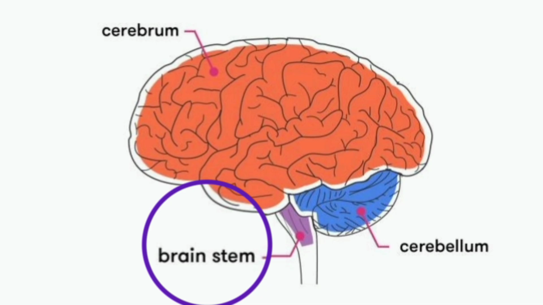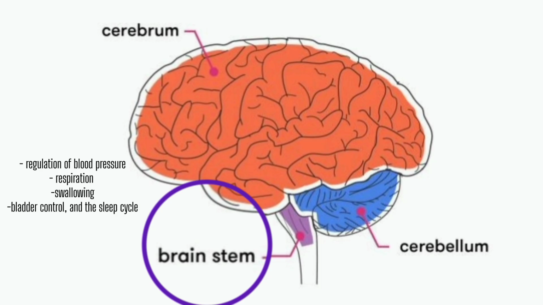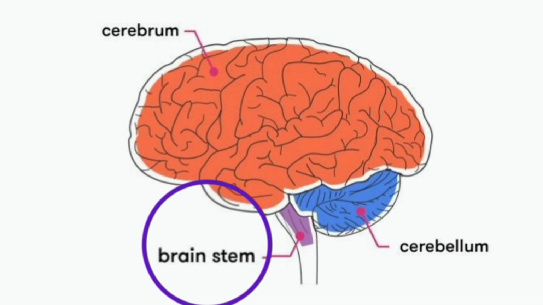It also contains nuclei associated with important body functions such as regulation of blood pressure, respiration, swallowing, bladder control, and the control of sleep cycle, among others. On top of the brainstem is another part of the brain which is sometimes classified as part of the brainstem, and is called the diencephalon.